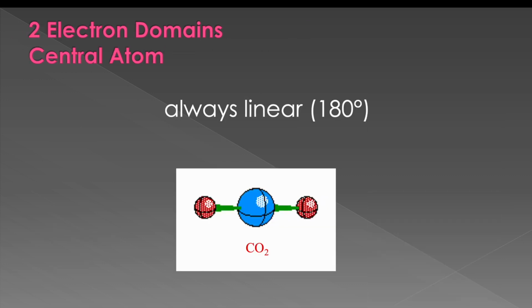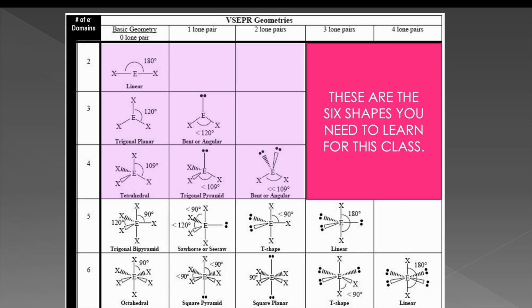And if you have two electron domains, it is always linear. So CO2, you'll notice here in this picture, it doesn't even show the double bonds, but that's going to be linear. That's kind of the only choice for that. So here are the different shapes that we talk about in this class. We only talk about 2, 3, and 4 electron domains.